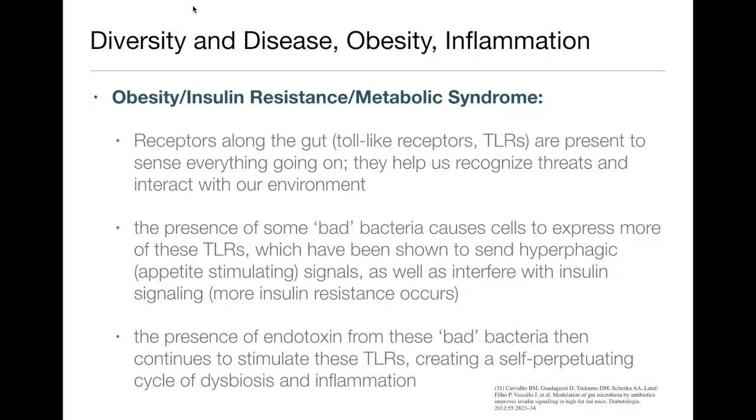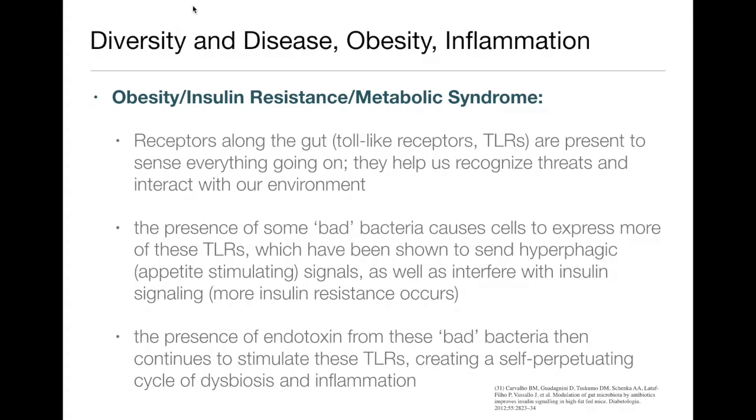They're all along the gut as well as all over the body, but we're talking about the ones in the gut. These bad bacteria are actually communicating and having a conversation with these receptors, telling those receptors to make us feel hungry, right? They stimulate our appetite. So we eat more and we take in more calories. They're also interfering with the signals going to our pancreas, which alters insulin response. So we have more incidence of insulin resistance occurring.